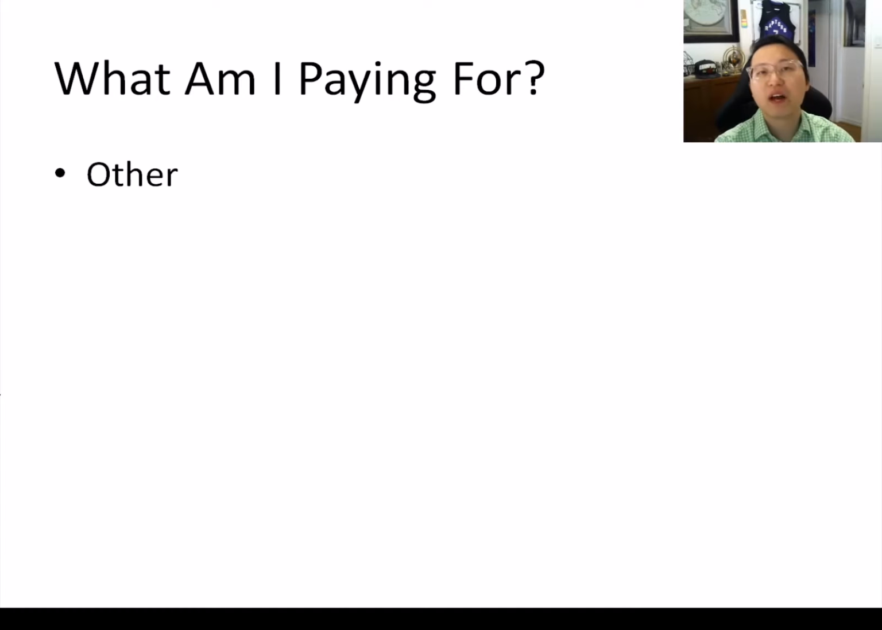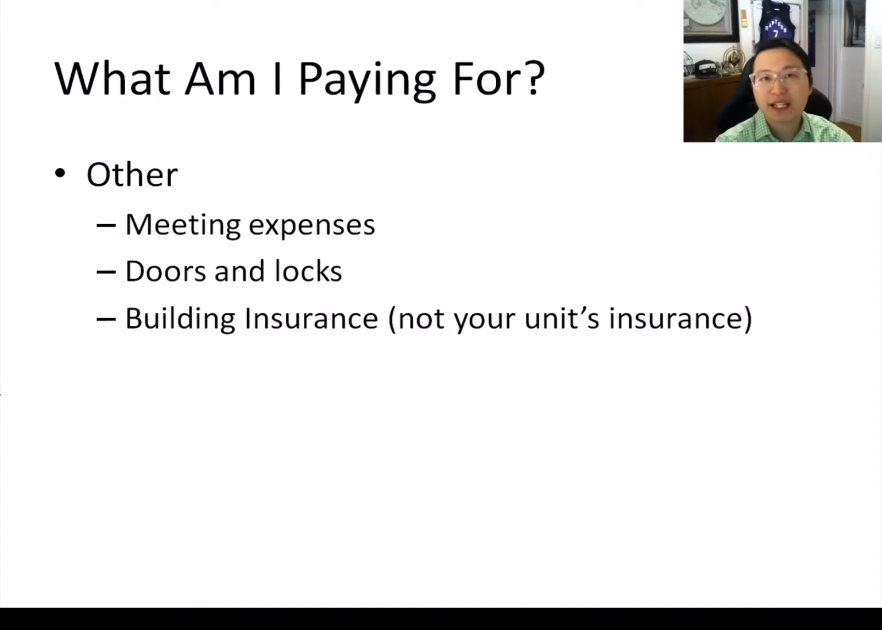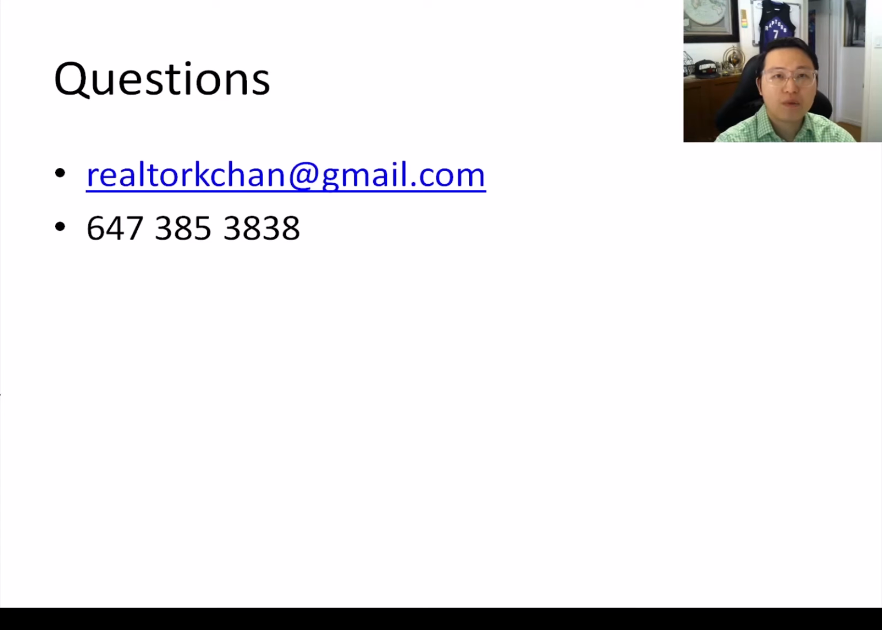And of course, there's also another category, which includes meeting expenses, replacing doors and locks, buying doors and locks. Another important one here is building insurance. Now, this is not insurance for your individual unit. This is insurance for the building in general. Now, I couldn't cover every little thing that is covered under your condo fee, but of those 6 categories, I'd say those are the major ones.